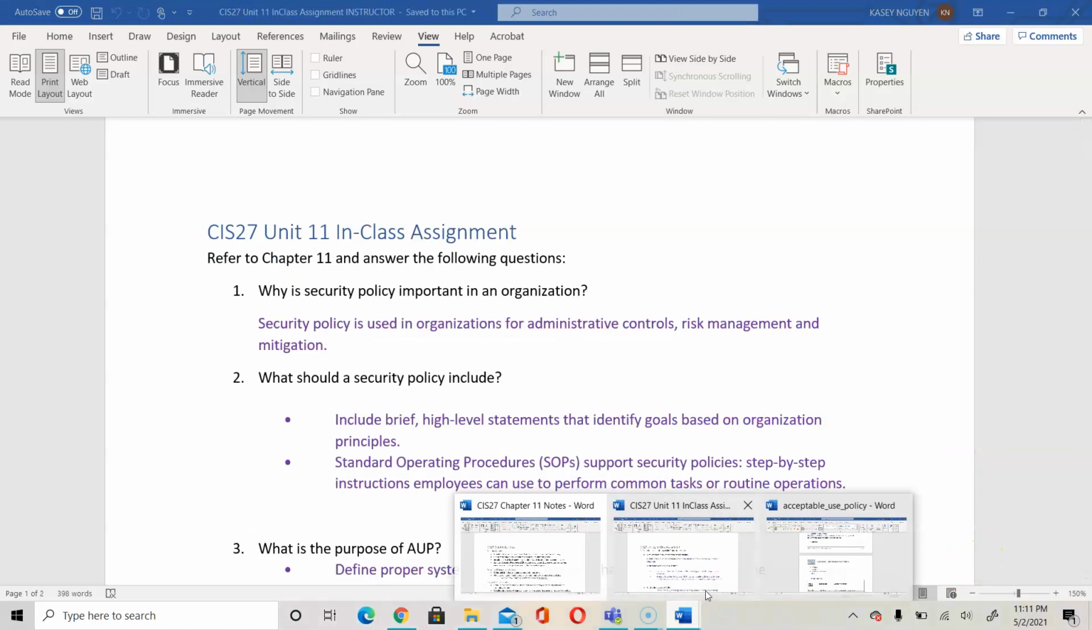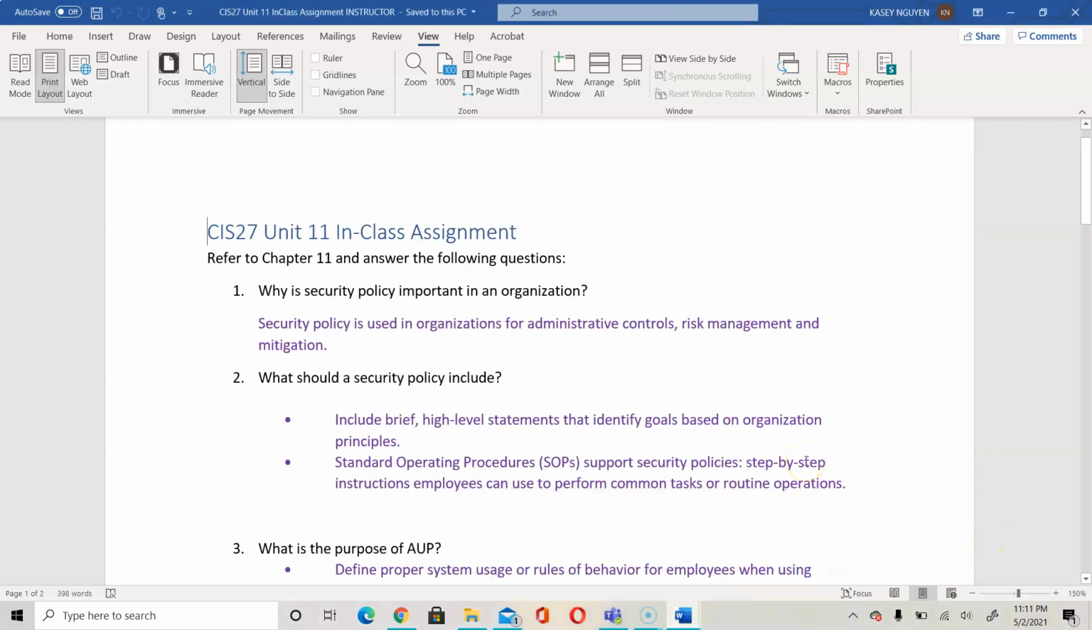So the first question asks you, why is security policy important in the organization? It is used in the organization for administrative control. It allows us to manage risk and mitigate risks that would relate to our assets, which are our employees, our equipment, and how they use our equipment for daily operations.